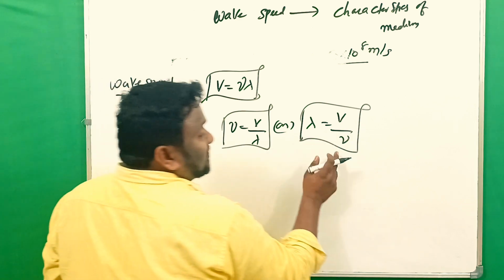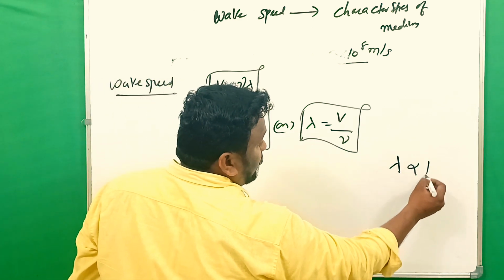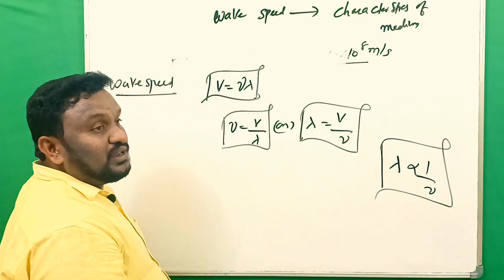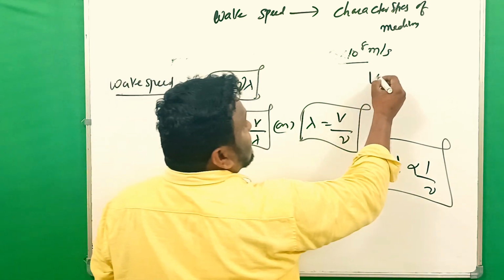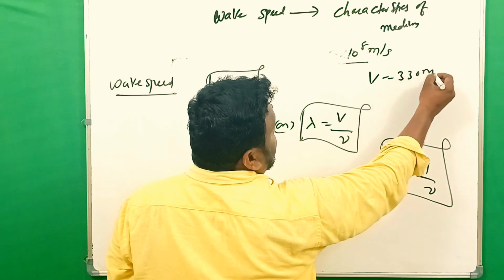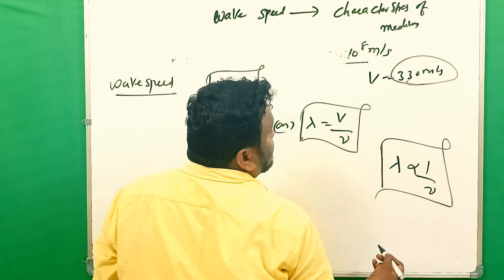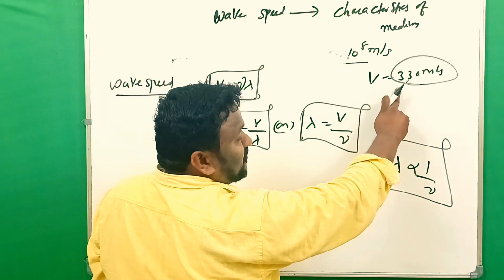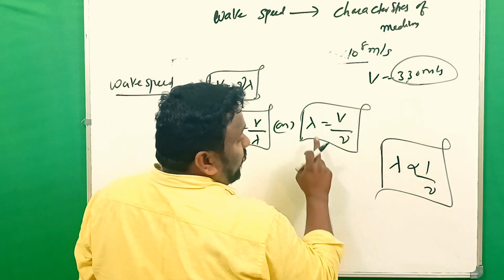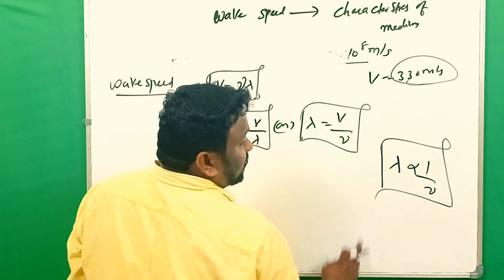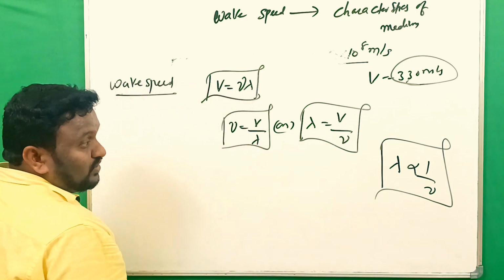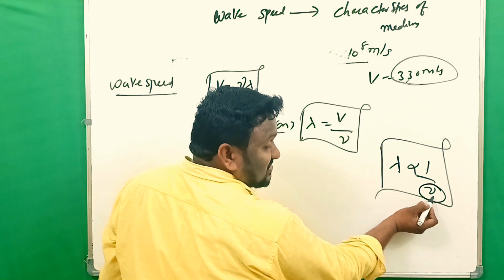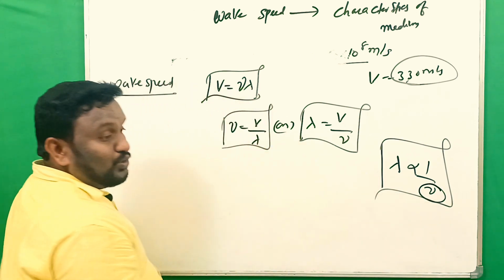What is the relation between these two? λ is proportional to 1/ν, inversely proportional. We already know V = 330 meters per second in air; all longitudinal waves move with this speed. That's why λ is proportional to 1/ν. So when frequency is more, wavelength is less. When frequency is less, wavelength is more.